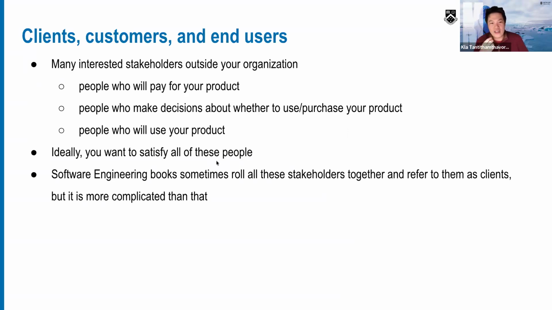Okay, so ideally, you really want to satisfy all of these people, right? And software engineering books sometimes roll all of these stakeholders together and refer to them as the client. But in the real world, it is more complicated. For example, a code application could be your client, the customer could be a code customer, and the end user could be a code customer as well. So they are not the same people at all.